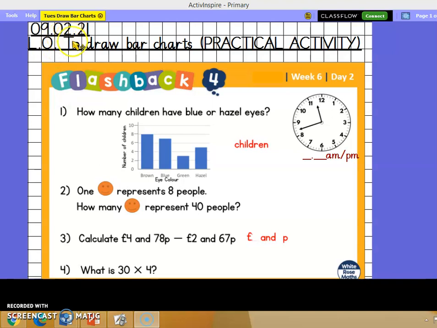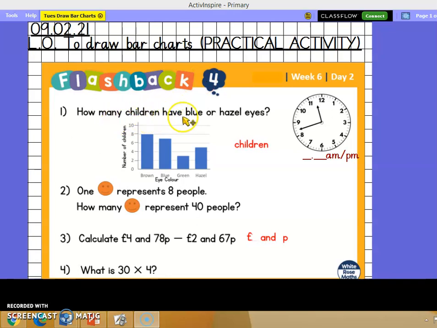Please record today's date and learning objective into your book. You can see today we're going to be drawing bar charts, so it's quite a practical activity. There is no worksheet for this, but the video leads you through exactly what you need to do into your book. Can you put your flashback 4, please, in your book?